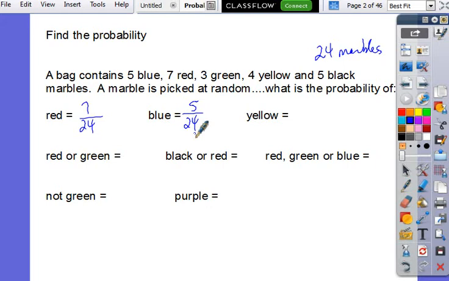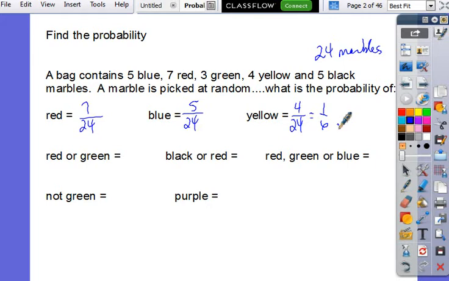Yellow, on the other hand, would be 4 out of 24, which can be simplified. So make sure we do that. 1/6. When it has more than one choice up there, you add them.